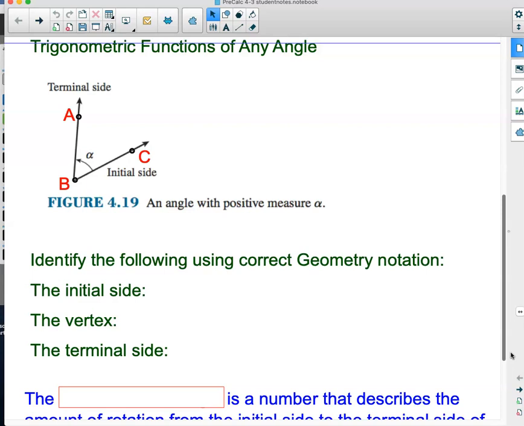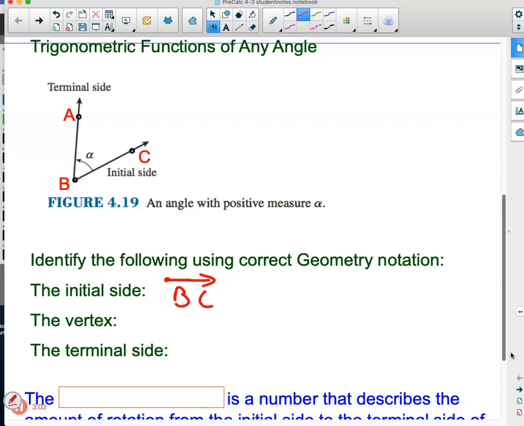We have to identify these using the correct geometry notation. The initial side and the terminal side are both rays. So the initial side is ray BC, and our ray symbol has to point to the right. That's because when we make this symbol for a ray, we're saying this starts at B, and then it goes off through C forever. And that's what's happening here.